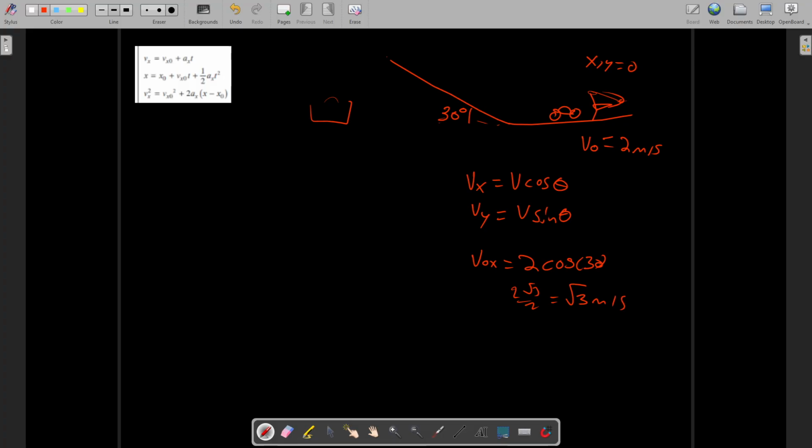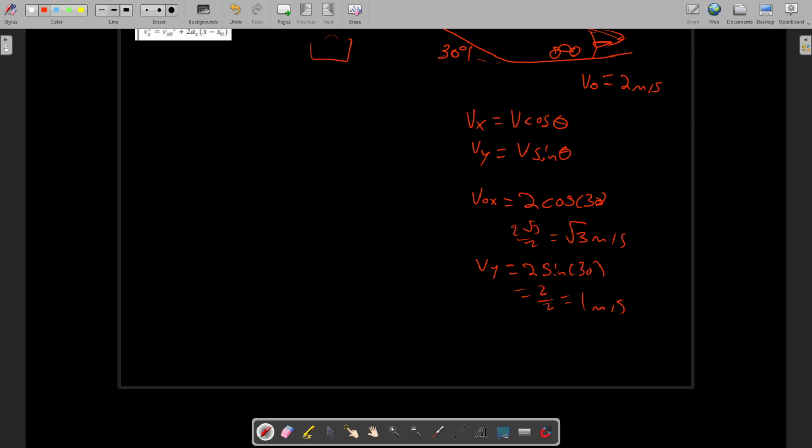So v of y is going to equal 2 sine of 30, which if you plug that into a calculator, you would get 2 over 2, which equals 1 meter per second. And if you know how vectors work, which you don't have to for this, you would know that the total velocity would equal 1 squared plus the square root of 3 squared, which is 3, and then that's just 2. So you see they're equal. So we just broke it up.